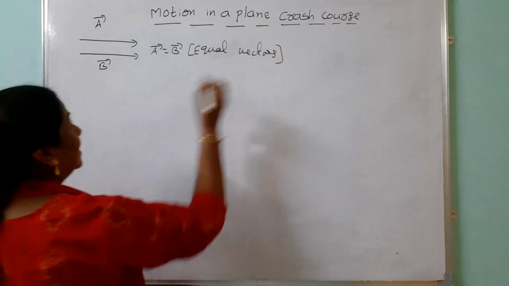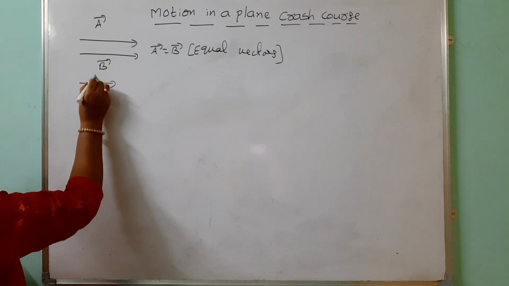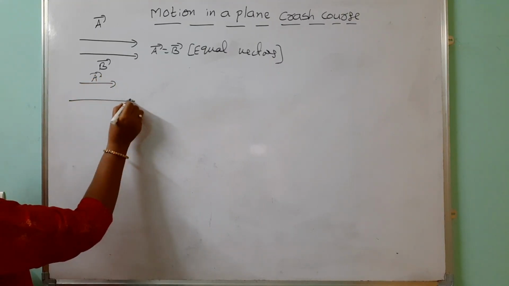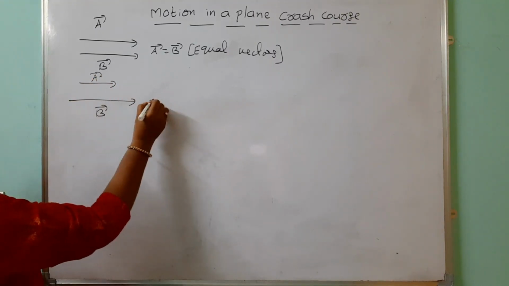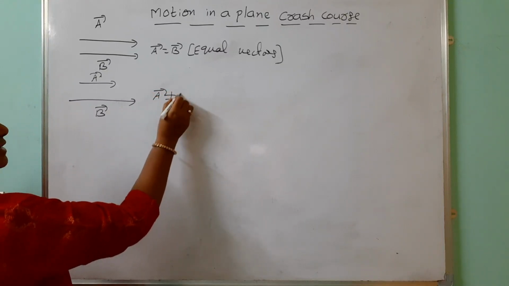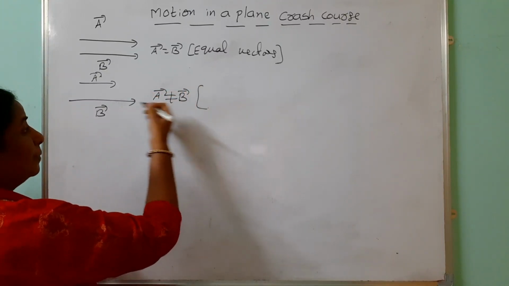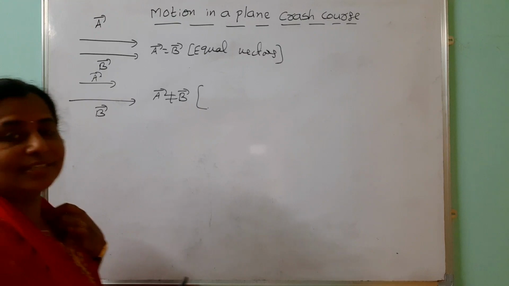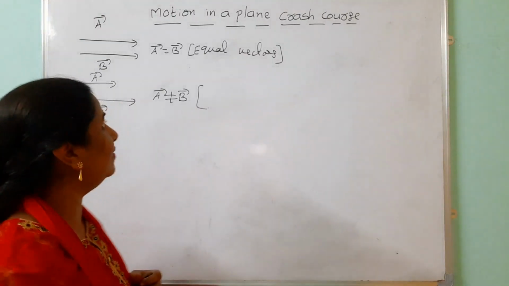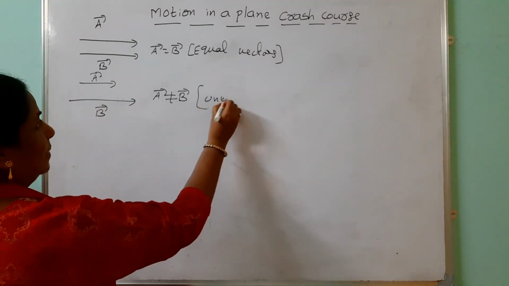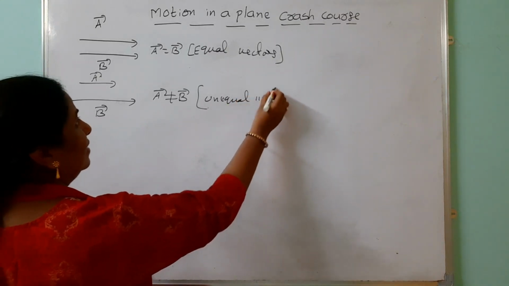Like that, unequal vectors. Look here. This is A bar and this is B bar. This type of A bar is not equal to B bar. Here either the magnitude is different or the direction is different. Those are the unequal vectors. So this type of vectors are called unequal vectors.